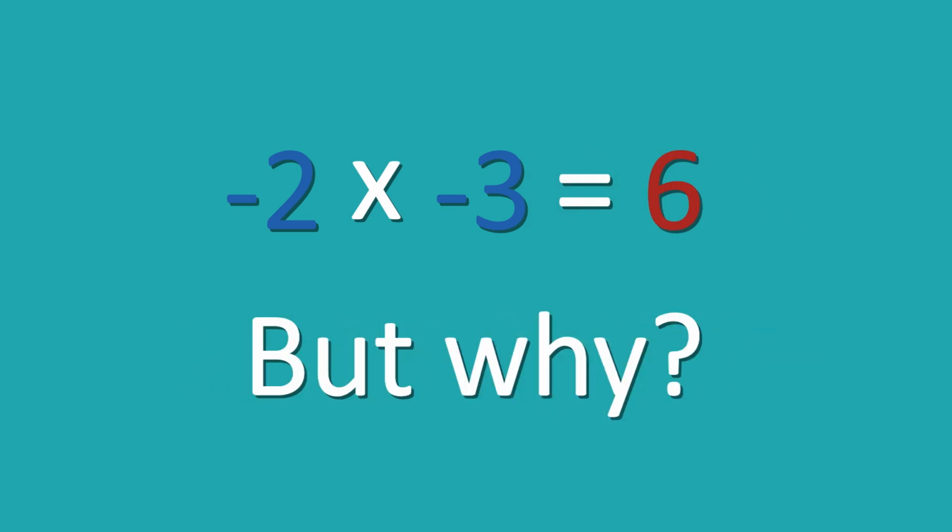Suppose you were asked to calculate -2 multiplied by -3. You might remember that a negative number multiplied by another negative number gives you a positive answer. Therefore, the answer would be +6. But do you know why?